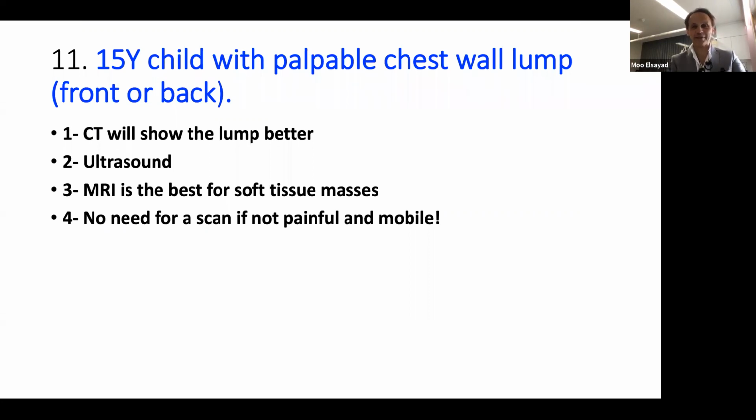A 15 years old child with a palpable chest wall lump, front or back. The one we talked about was adults. Number 2, perfect. I can see everyone now. You're getting it all right. Number 2, but we don't need to sit on this more.